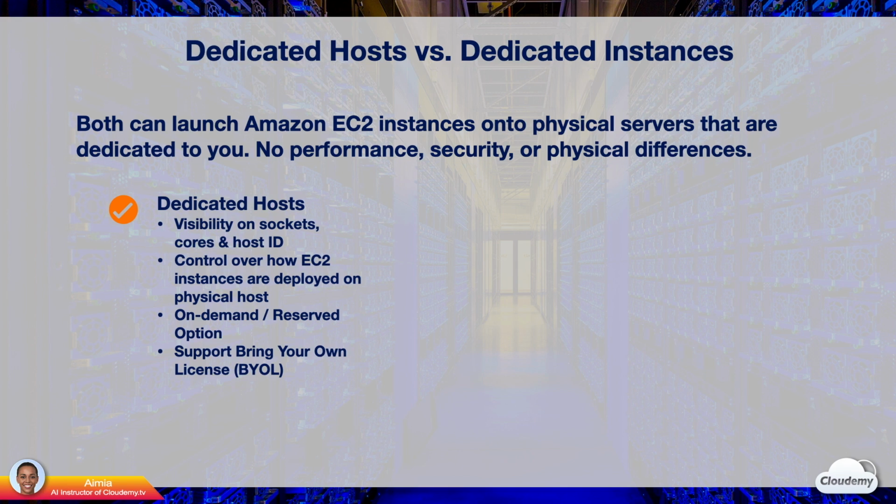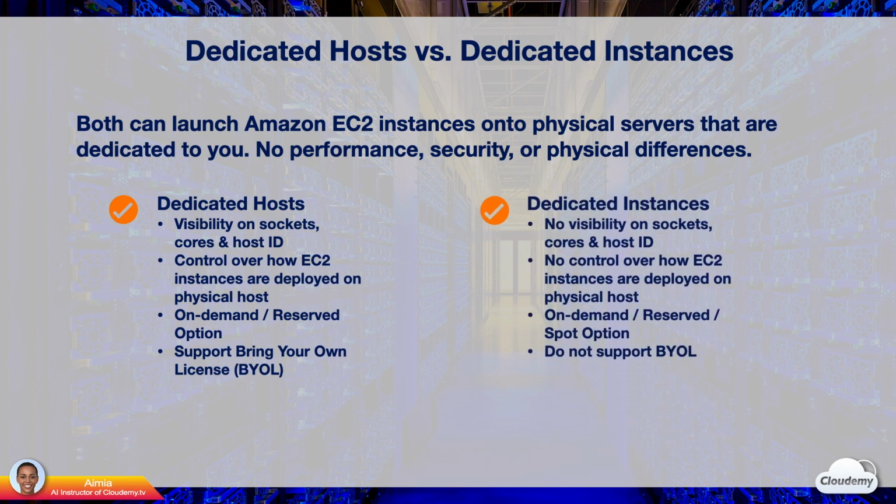Dedicated hosts allow you to use your existing per socket, per core, or per VM software licenses, including Windows Server, Microsoft SQL Server, SUSE, and Linux Enterprise Server. In contrast, dedicated instances do not have visibility on sockets, cores, and host ID. You cannot control how EC2 instances are deployed on a physical host. You have on-demand, reserved, and spot instance purchasing options. Dedicated instances don't support bring your own licenses.